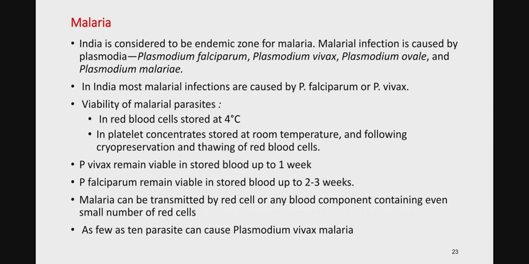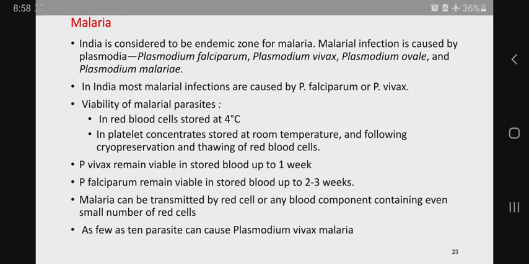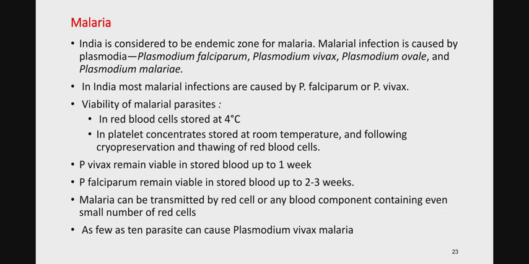Last, we'll discuss malaria. India is considered to be an endemic zone for malaria. There are four species of Plasmodium, that is Plasmodium falciparum, vivax, ovale, and malariae. In India, most malarial infections are caused by P. falciparum and P. vivax.